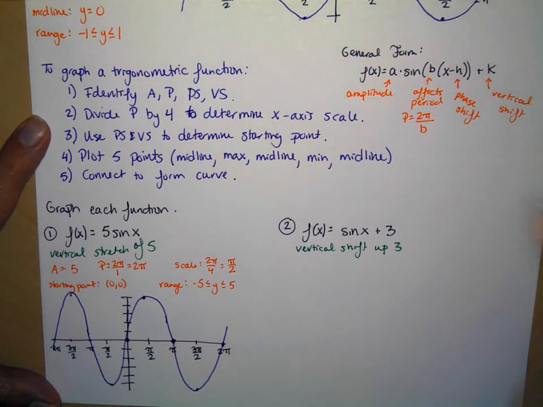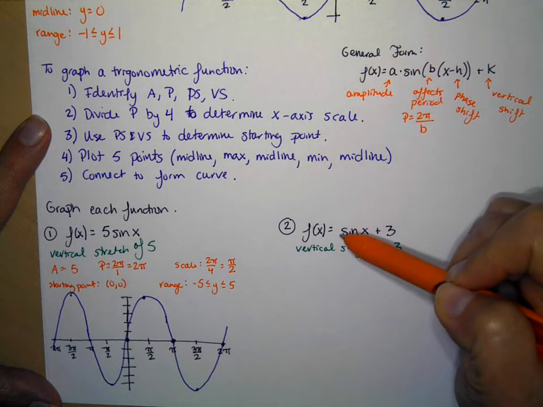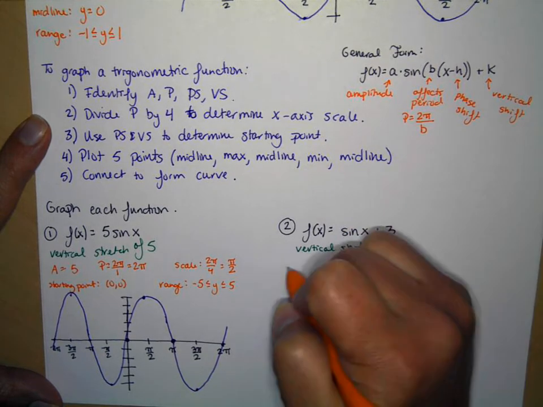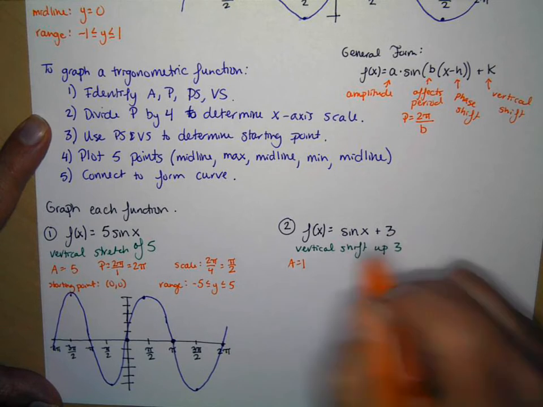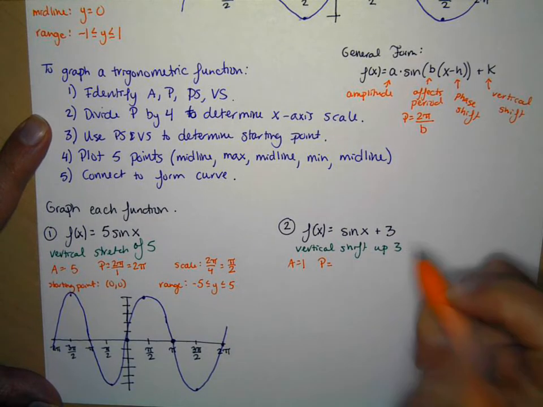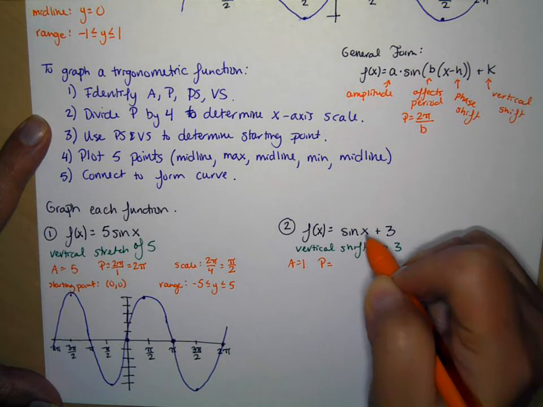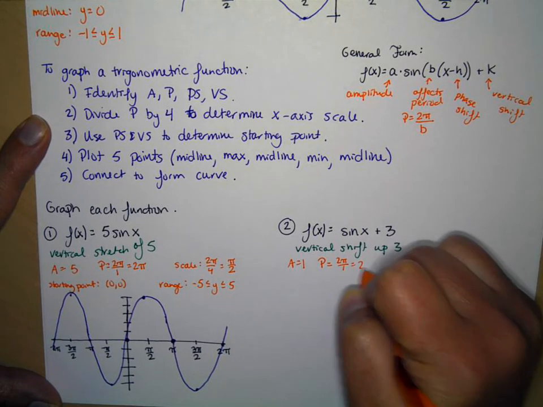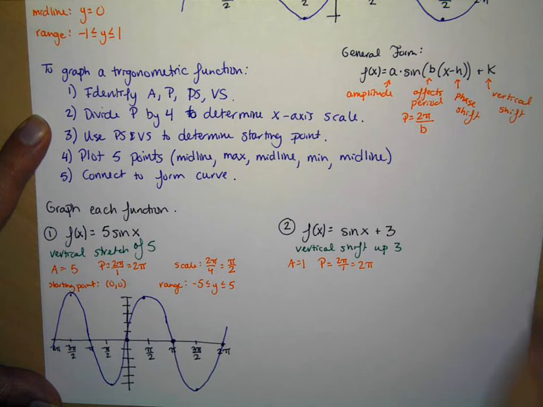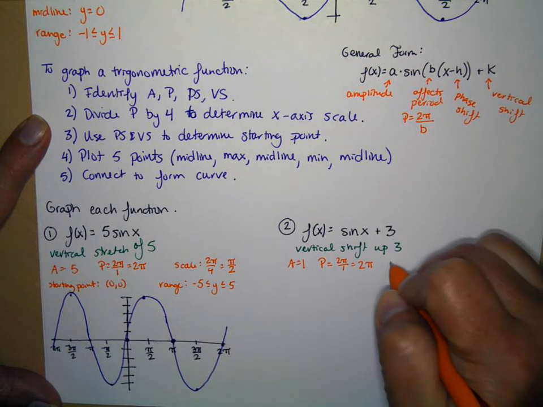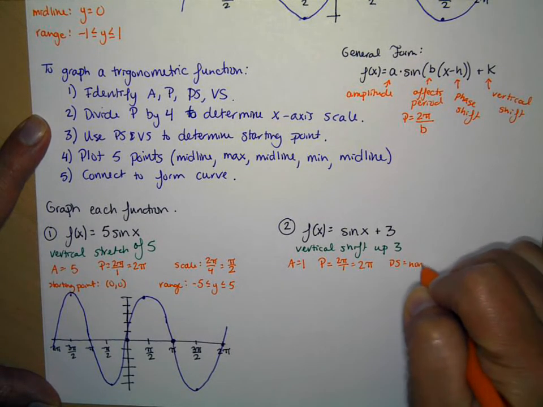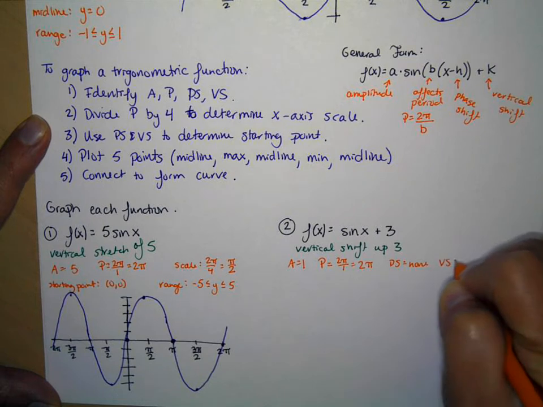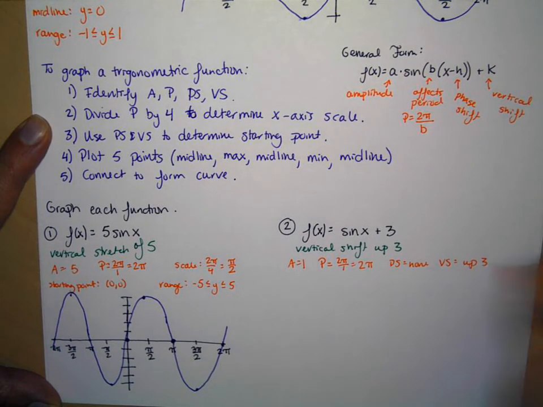Our amplitude, well, the number we could say is in front of our sine would be 1. So amplitude is 1. Period. We could say there's a 1 in front of the x, so 2 pi divided by 1 is still 2 pi. This time, there's no phase shift, but we do have a vertical shift up 3.